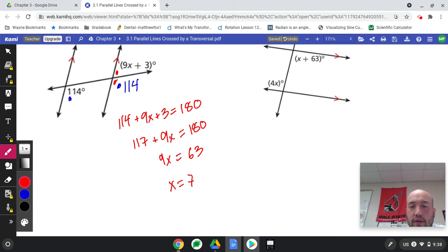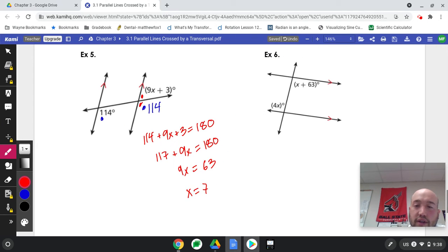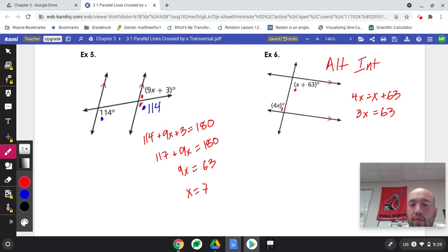And we're done. Our final one, we look here, these two are on alternate sides of the transversal, and they're on the inside, so alternate interior, which means they will be equal to each other. Subtract the x, divide by 3, x equals 21. And we are done.